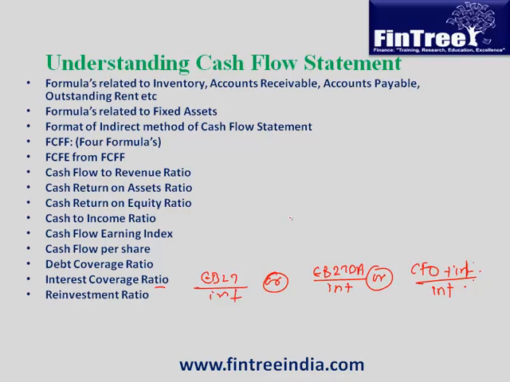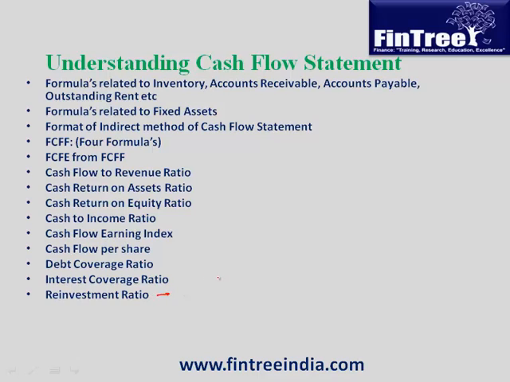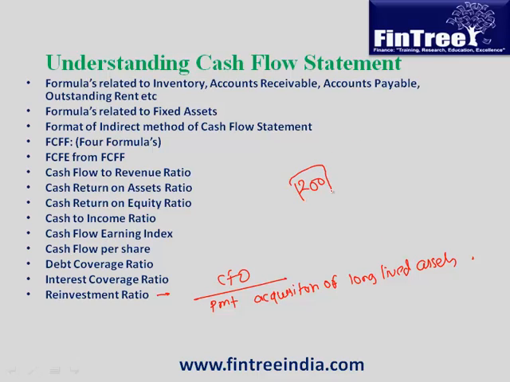Okay. Next one is reinvestment ratio. This is cash flow from operations divided by payment made towards acquisition of long-lived assets. So it's like this. Imagine a scenario that a company acquires new assets worth 200 every year. Now if the cash flow from operations is 600, that means it has been able to generate thrice the amount of cash which is required for reinvestment purpose. So higher the number, better it is.